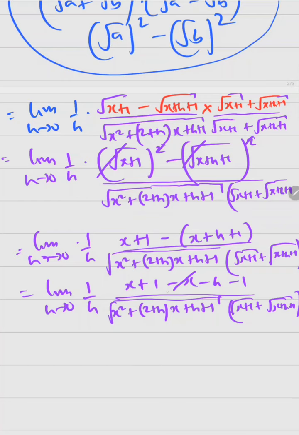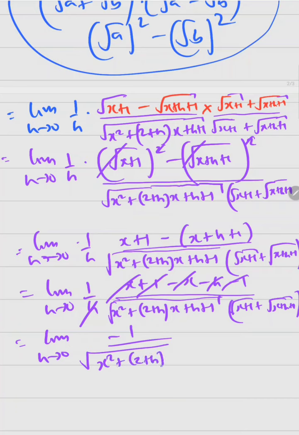And you see that this will cancel this. x minus x is 0, 1 minus 1 is also 0. This one we also cancel, the h at the denominator. Then you have minus 1 left. Then I'm going to have the limit as h tends to 0 of minus 1 divided by the square root of x squared plus 2hx plus h squared plus 1, times square root of x plus 1 plus square root of x plus h plus 1.